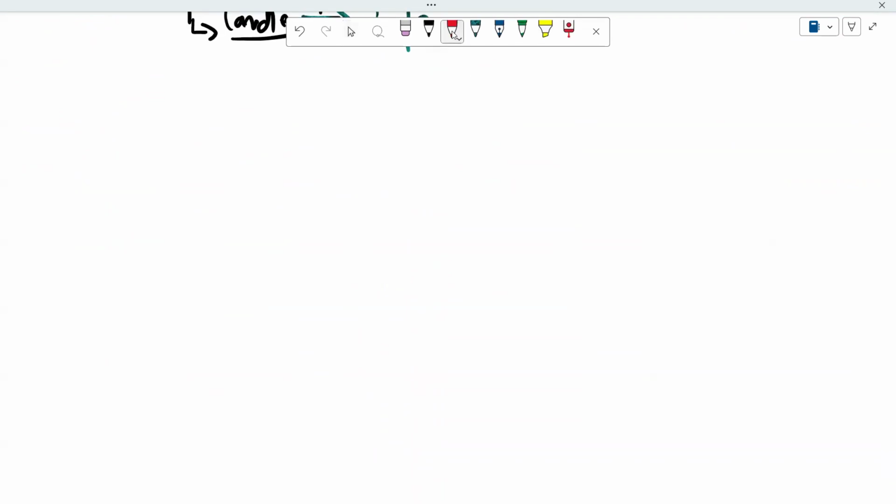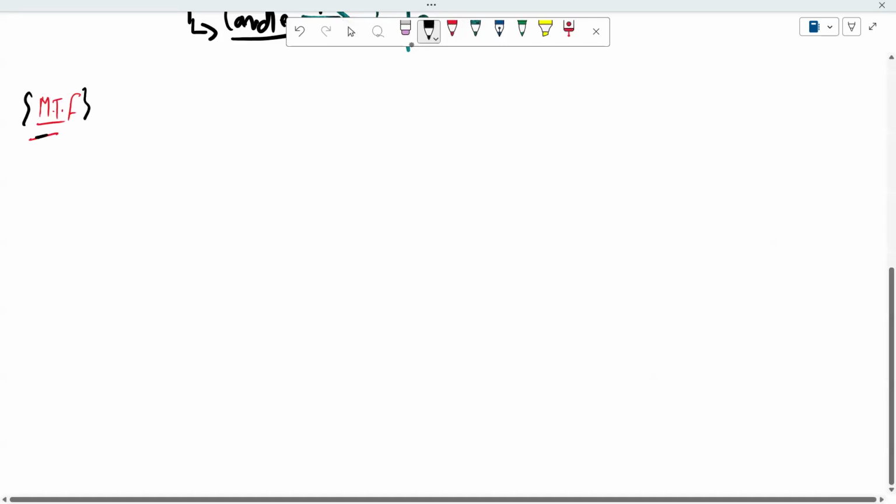Okay, now let's talk about MTF, multi time frame analysis. Okay, so which time frame should you use? That's a famous question: what time frame should I use?